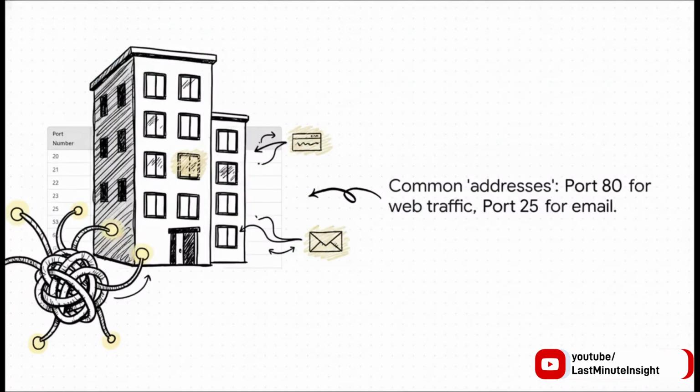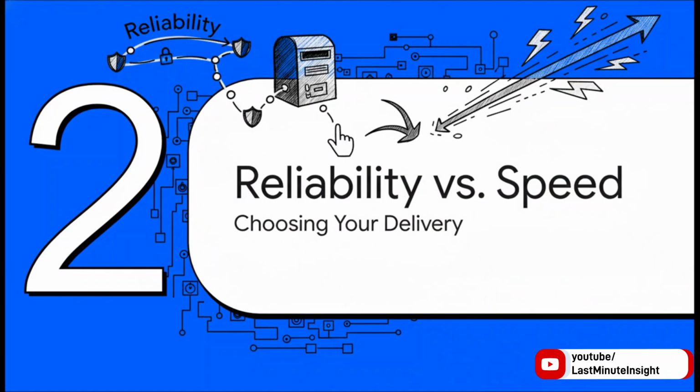And this isn't just random guesswork. There are standardized, well-known ports for all the common stuff we do. You can see right here, port 80 is the universal address for web traffic, and port 25 is for sending email. This whole system keeps that flood of data totally organized, making sure your movie doesn't end up in your inbox.